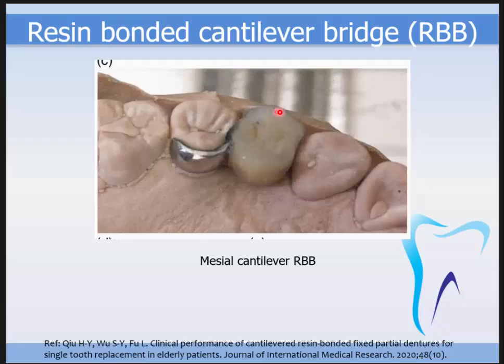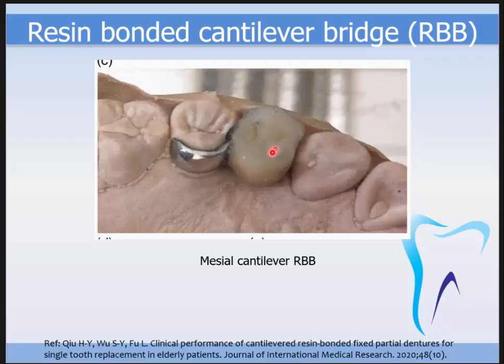Okay, so this is the pontic. The pontic has a retainer, a metal retainer, stuck on the abutment tooth. How to stick? They use a very strong resin cement to bond this bridge onto the abutment tooth. That's why we call it a resin bonded cantilever bridge. Okay, so cantilever is also another term that you may not be familiar with. It means we only use one abutment on one side.